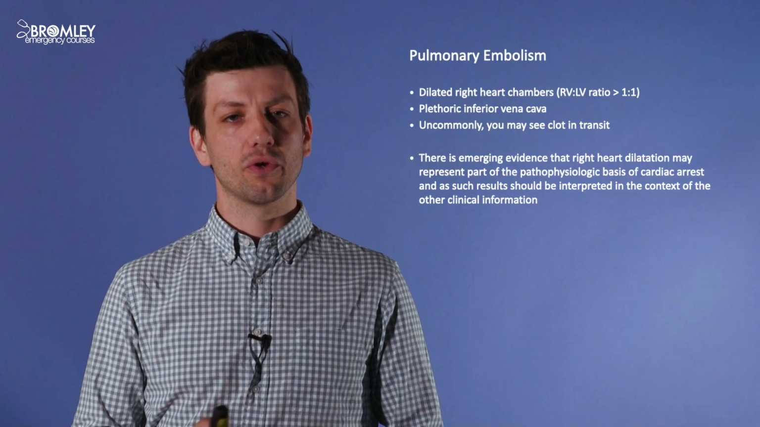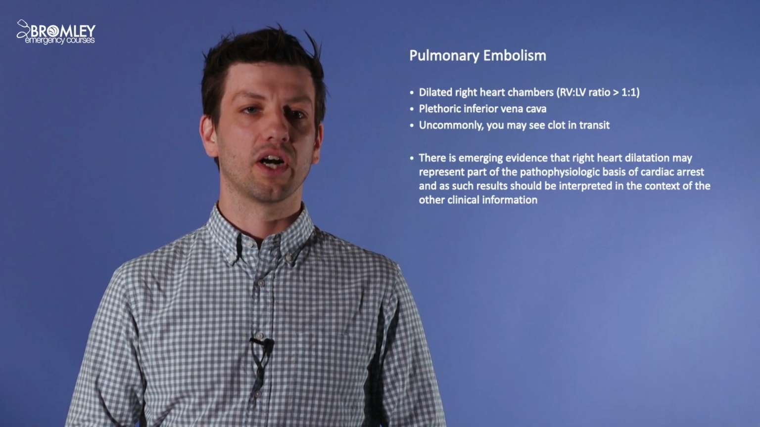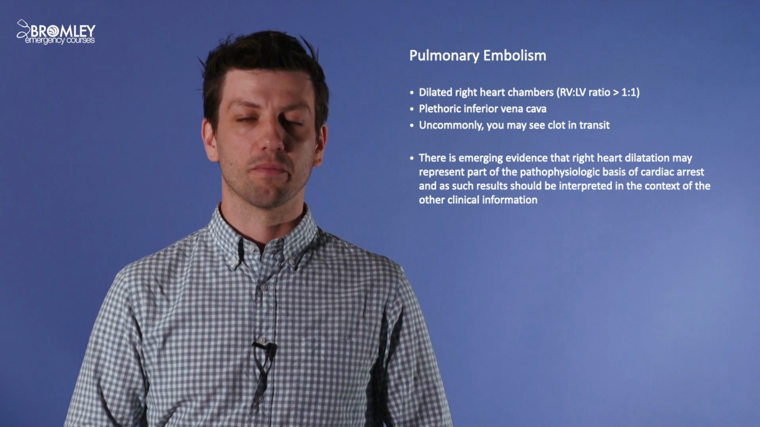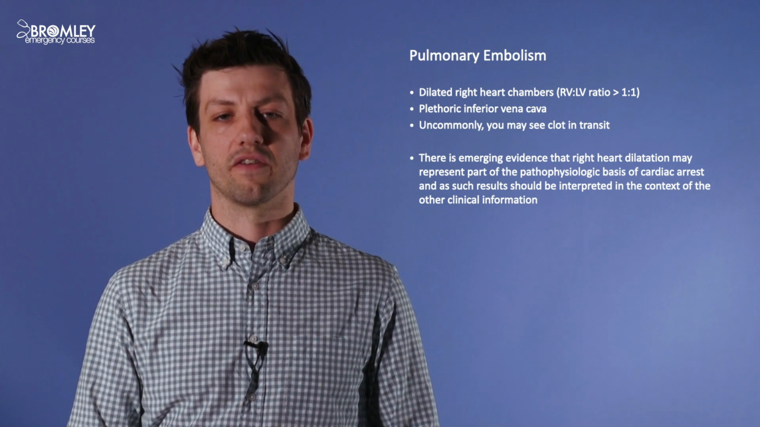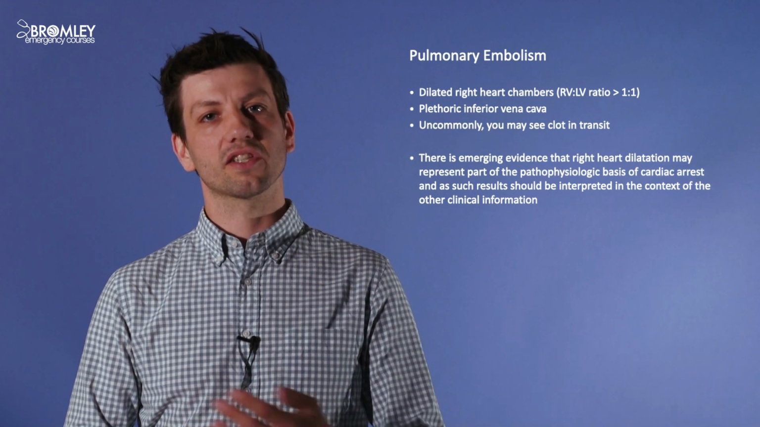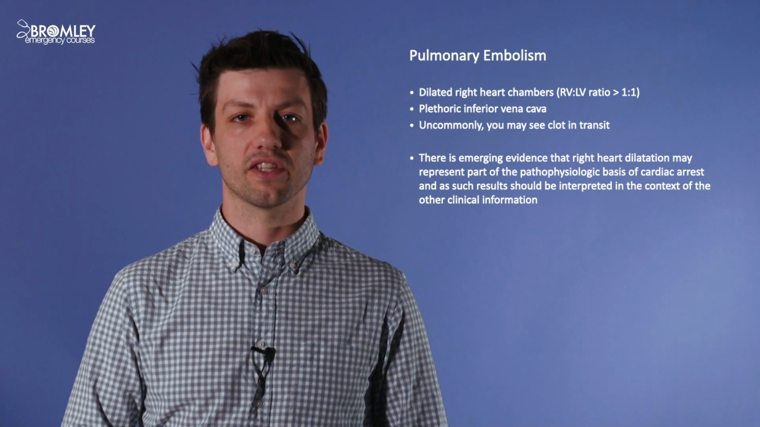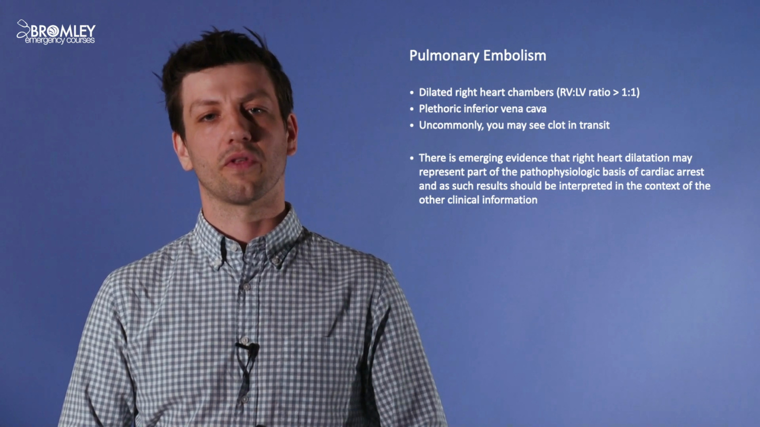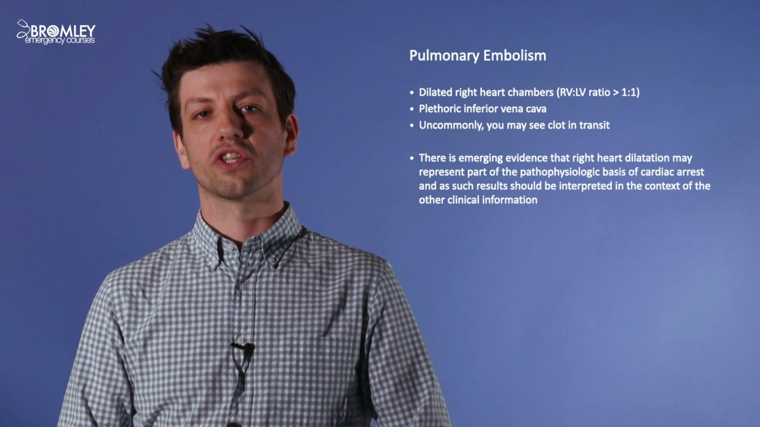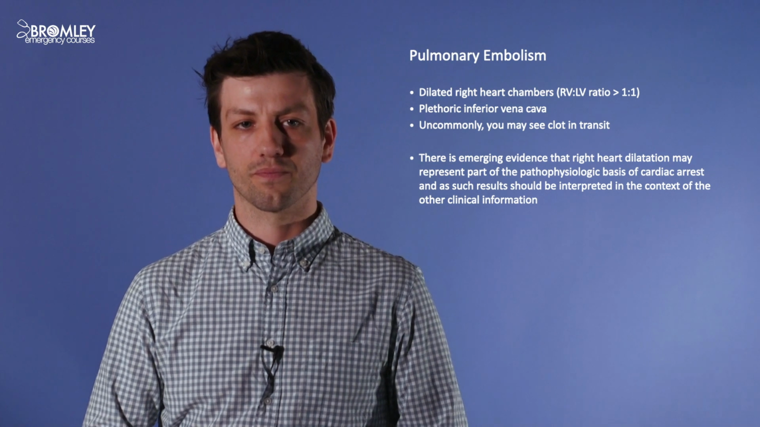So another of the reversible pathologies that we may see evidence of in our cardiac arrest echo is a pulmonary embolism. So the two things that we're primarily looking for are dilated right heart chambers and a plethoric, so a big non-collapsing IVC. Less commonly you may see clot in transit, and this refers to the presence of thrombus within the IVC or the chambers of the right side of the heart.